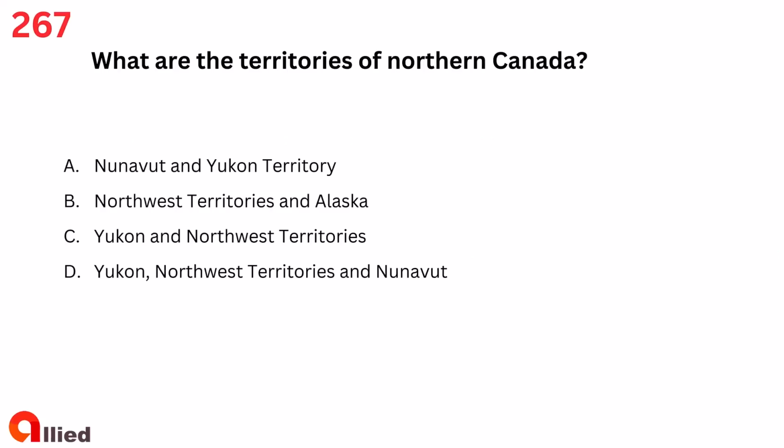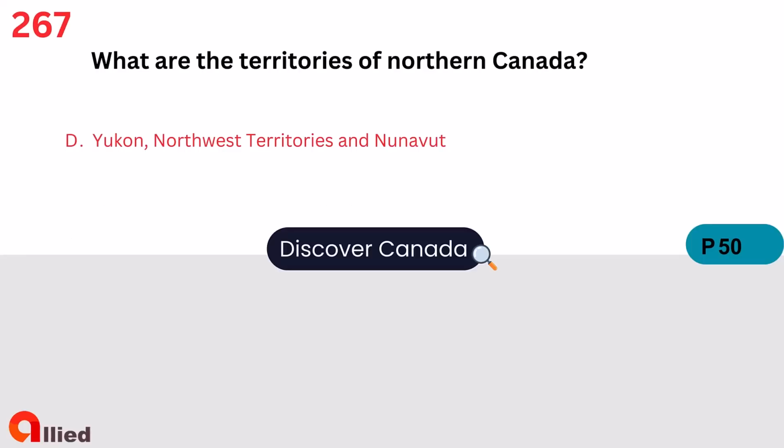Question 267. What are the territories of Northern Canada? A. Nunavut and Yukon Territory. B. Northwest Territories and Alaska. C. Yukon and Northwest Territories. D. Yukon, Northwest Territories and Nunavut. The answer is D. Yukon, Northwest Territories and Nunavut.